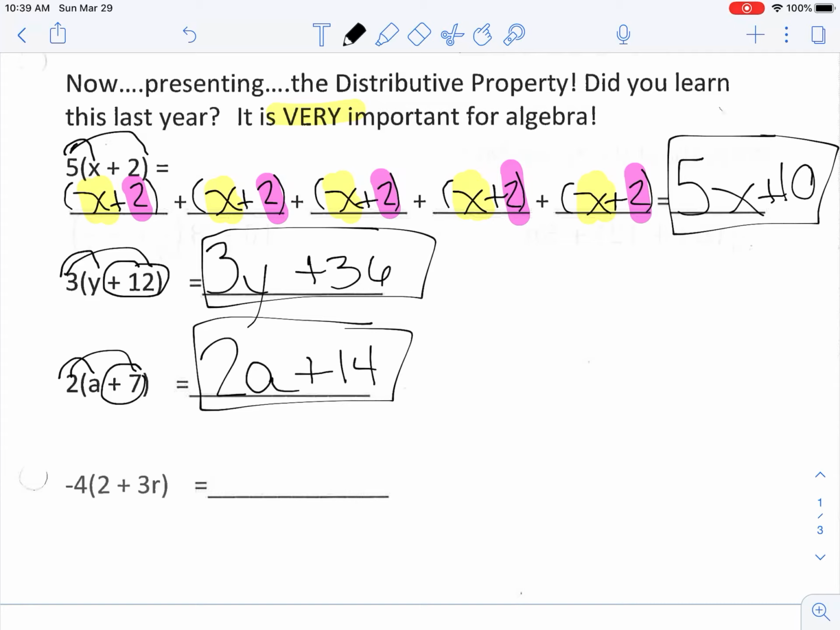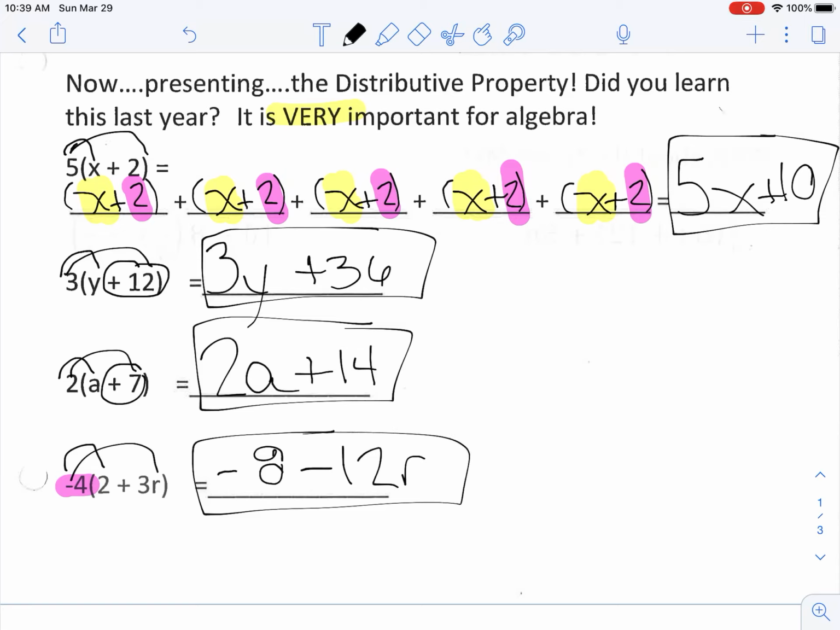That's a -4. Make sure you realize that's a -4. Going back to the rules of integers, negative times positive is negative. So negative 4 times 2 is negative 8. And negative 4 times 3 is negative 12. So negative 4 times 3r would be negative, which is we're going to put a minus sign there, 12r. Negative 8 minus 12r.